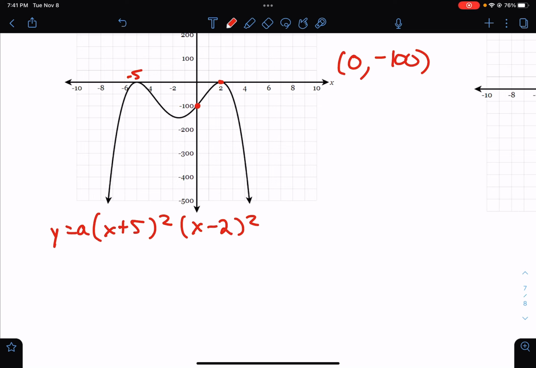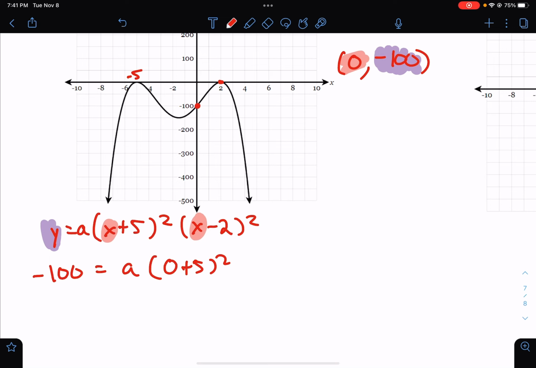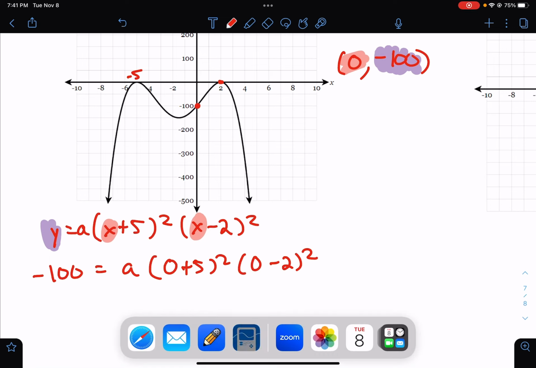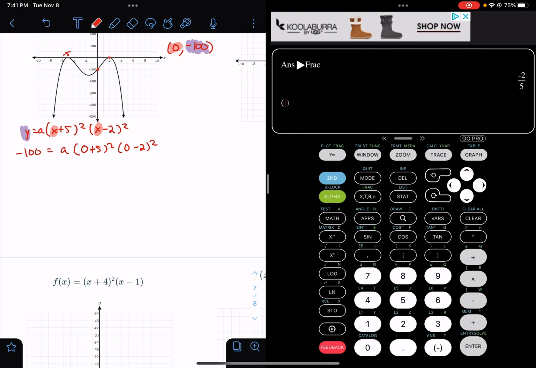So our y-intercept is 0, negative 100. So we're going to take the 0 and plug it in here, and then we're going to take the negative 100 and plug it in for the y value. So we have negative 100 equals a times 0 plus 5 squared times 0 minus 2 squared. And I can go to my calculator. And obviously, if you can do this math in your head, that's perfectly fine too. I'm just doing it all in my calculator so that you guys can see how to plug it in if you're someone that likes to plug it in.